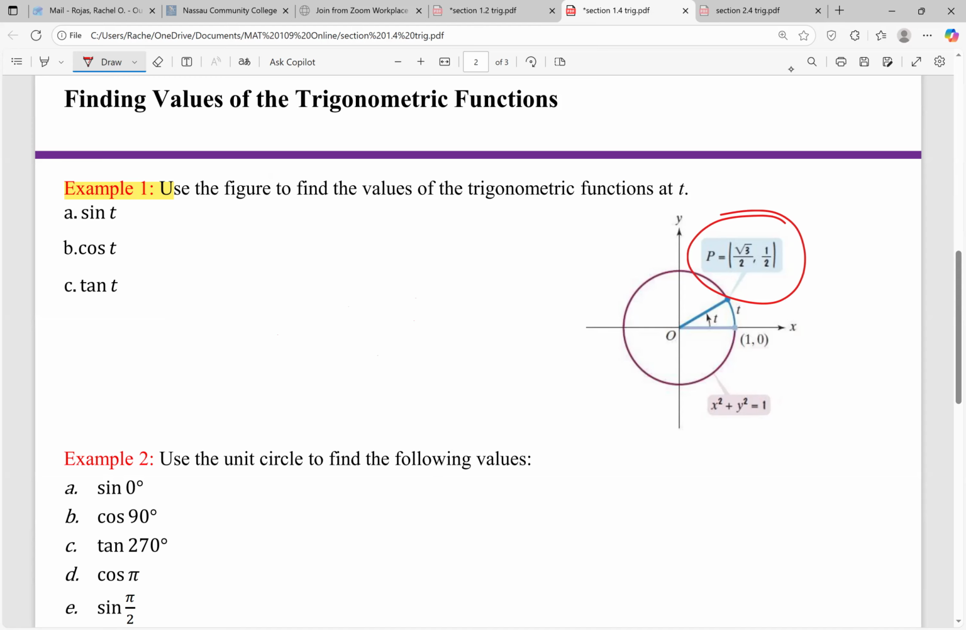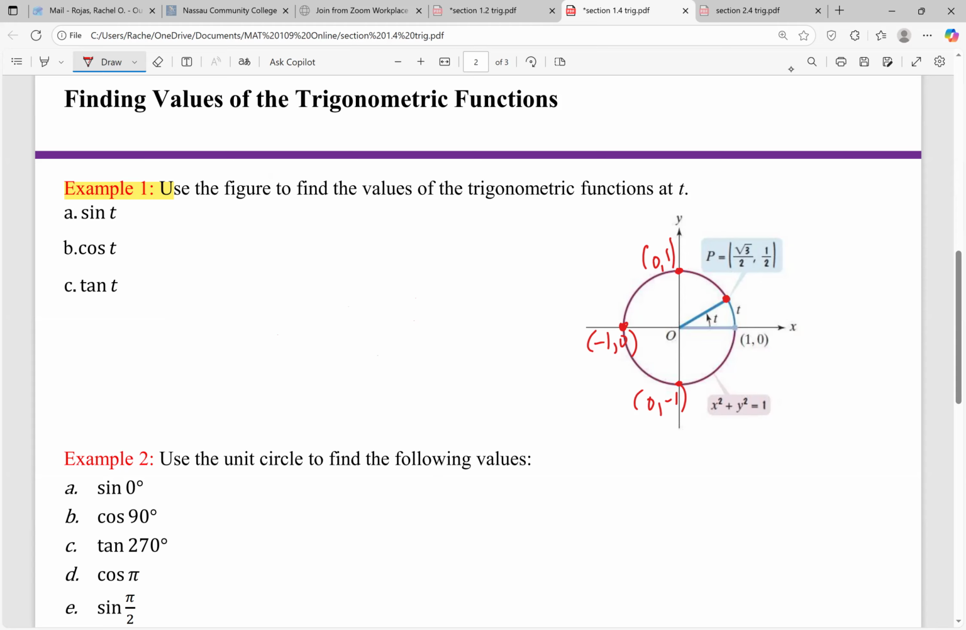So that's this point right here on the unit circle. The x value is radical 3 over 2. The y value for that point is 1/2. And we're forming this angle t, and the arc length is also equal to t because the radius of this circle is 1. You see how the circle is going through 1, 0, so we have the unit circle. This point up here is going to be 0, 1. This point over here is negative 1, 0, and this point down here is 0, negative 1.